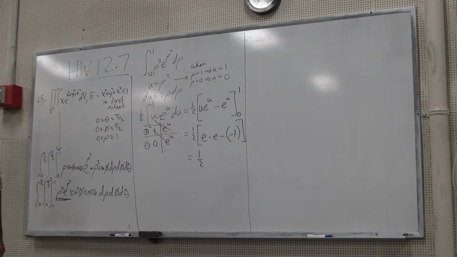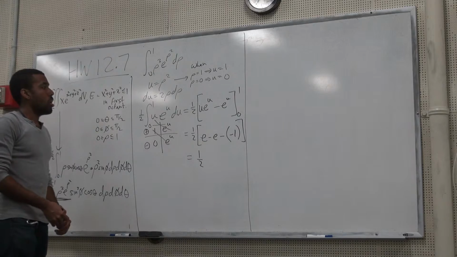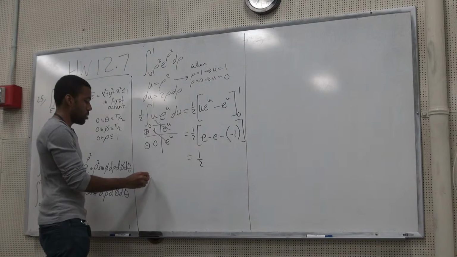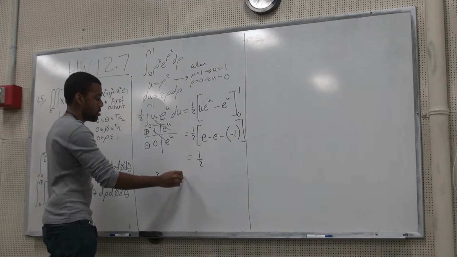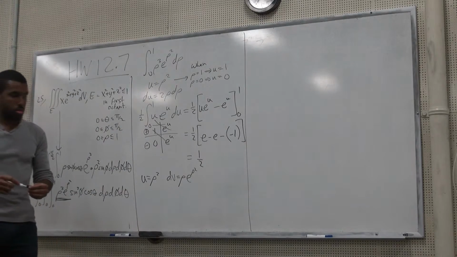I did a slightly different one. I said u is equal to p squared, and then dv is equal to e to the p squared, and then. Oh, you just did by parts on that form? Yeah. So you said u equals p squared and dv is p e to the p squared. It's the same thing. It'll be the same thing.